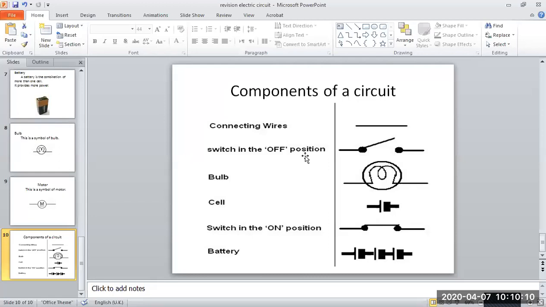Okay, boys. This is our topic today, and you must revise this. And one sheet, that is the vocabulary sheet, that I will send you. You also revise that sheet, memorize the components and the names of the components, and also the symbols.